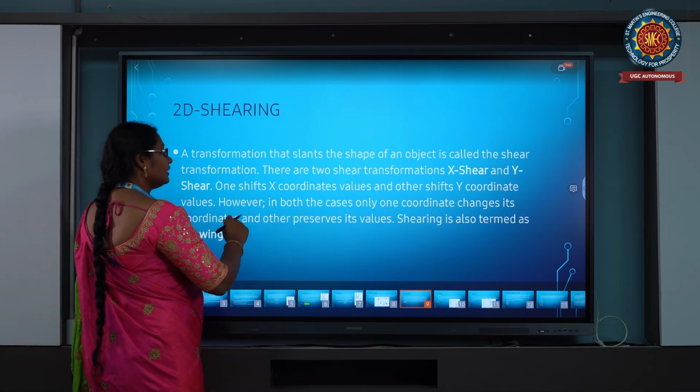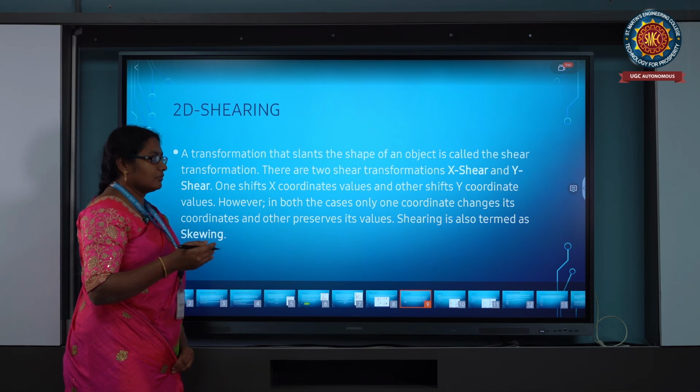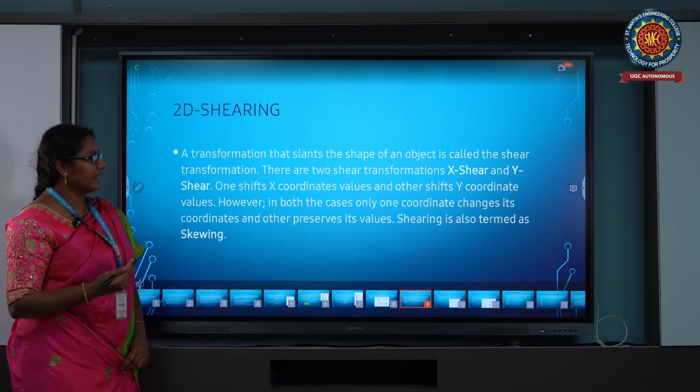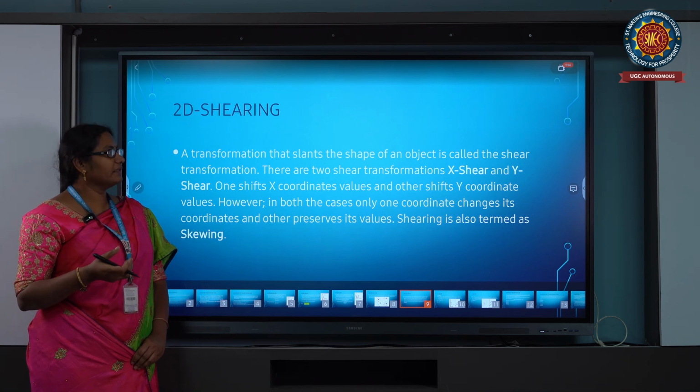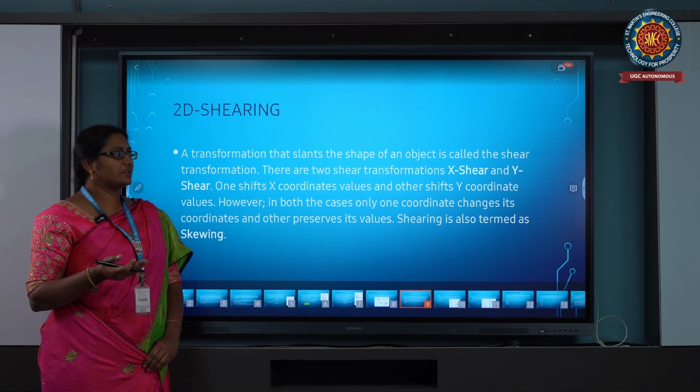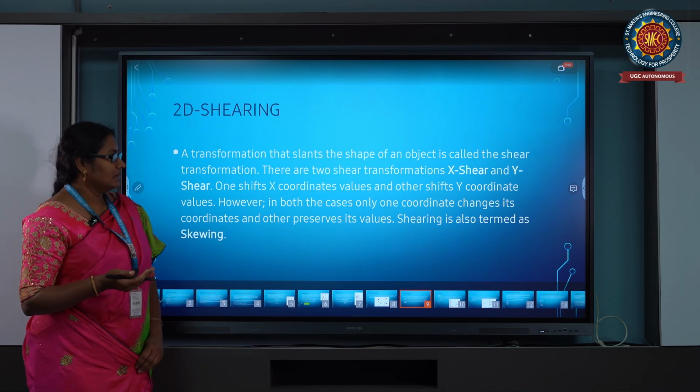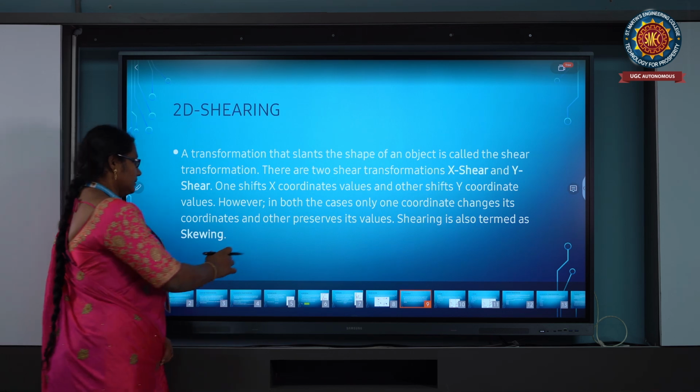We are shifting the coordinates. In the x shear transformation, we are preserving the y value and applying the shear transformation to the x.